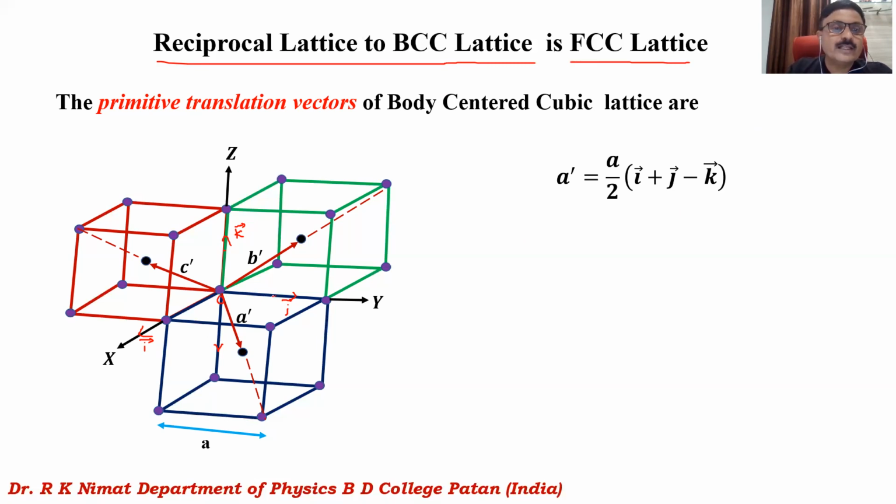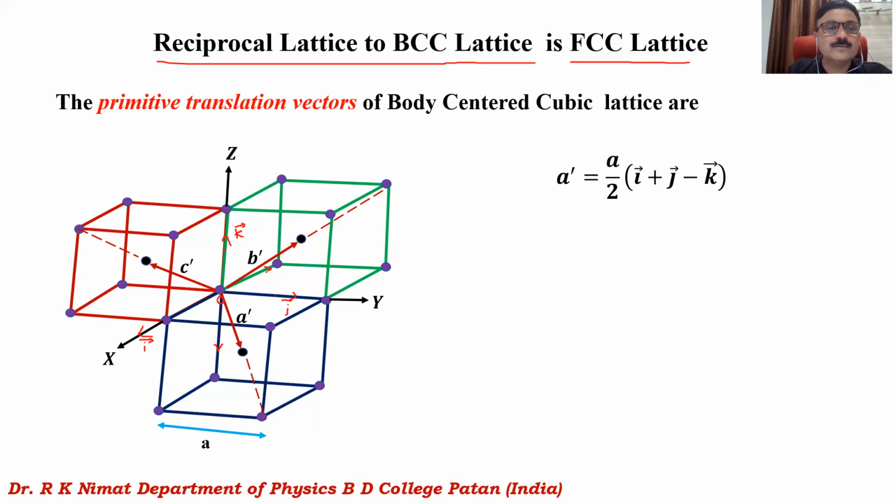In the similar way, we can represent this b dash. B dash is also represented as a by 2 into bracket. Now here the y axis and z axis are positive, and this x axis is negative.